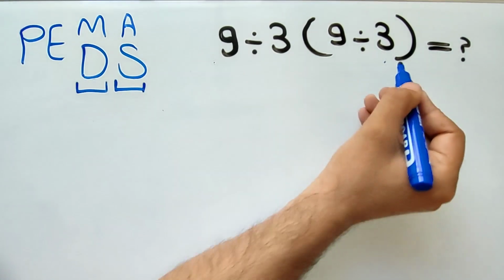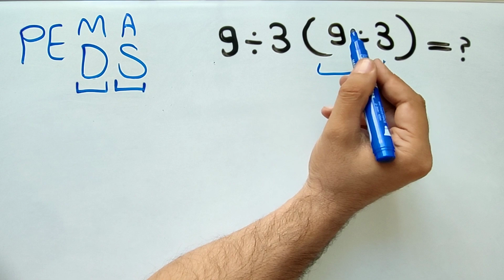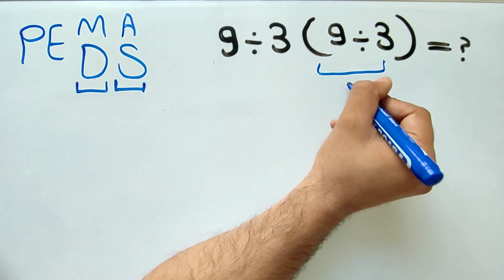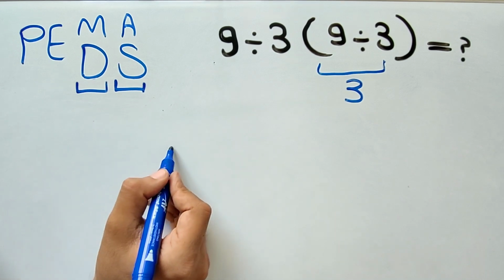According to this rule, we have one parenthesis here that we have to solve first. Now, 9 divided by 3 gives us 3. Now, let's rewrite the expression.